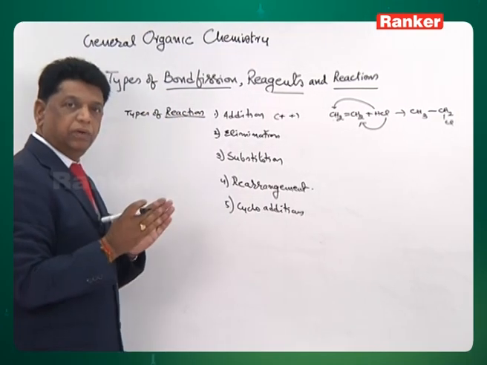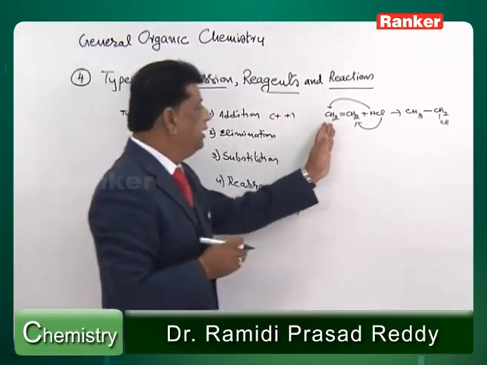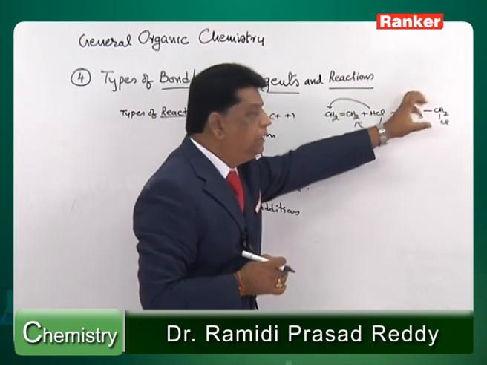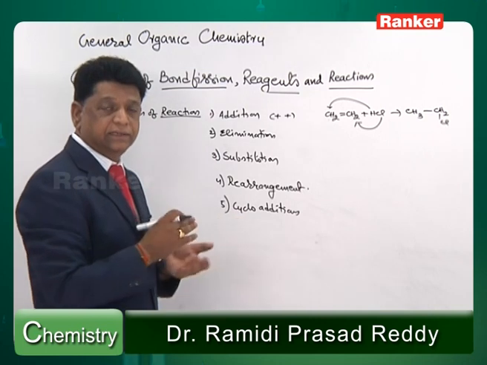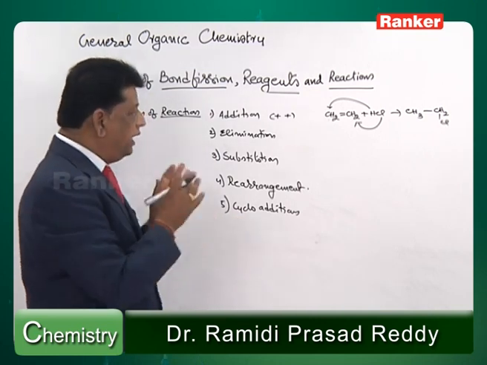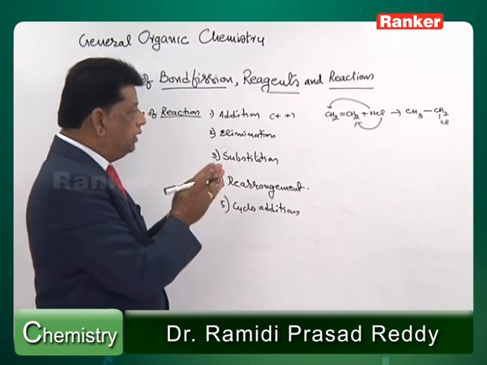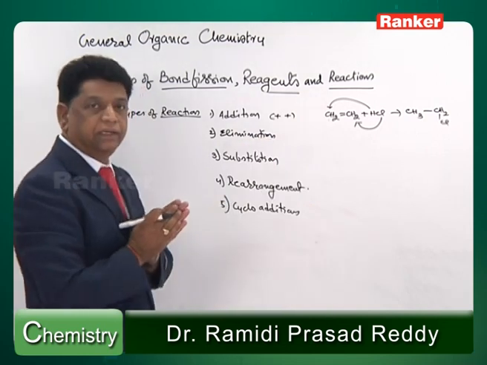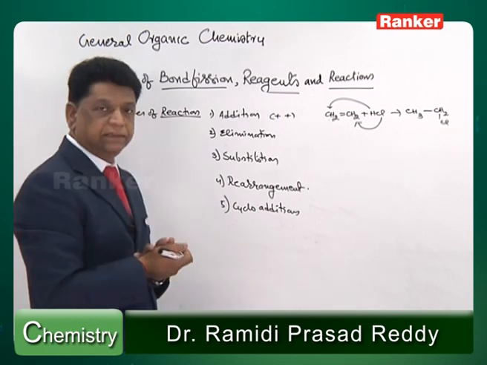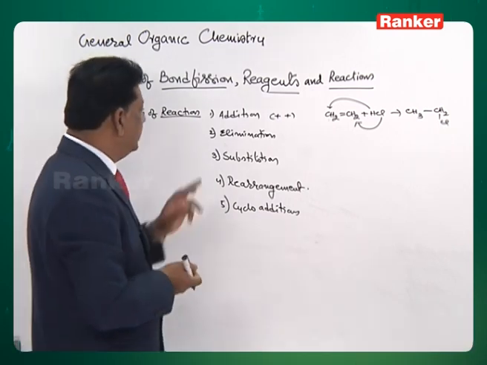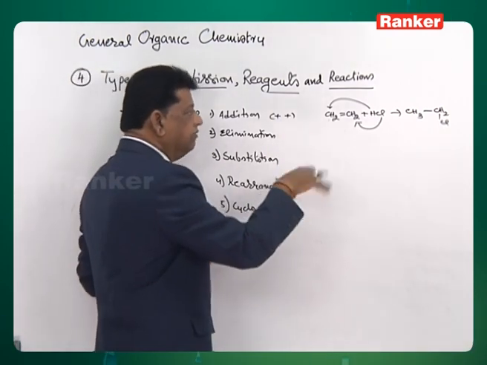Addition means putting together. So this ethylene and HCl join, and you get a single product. This type of reaction is referred to as an addition reaction. So A and B are brought together to give a single product. This is the simple way to represent an addition reaction. In the elimination, it is exactly the reverse.